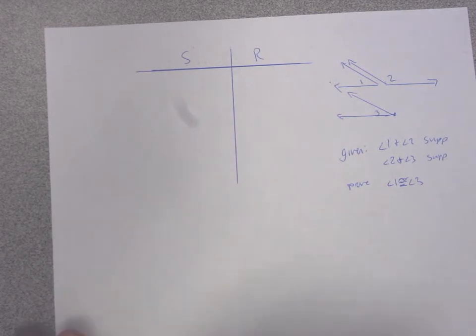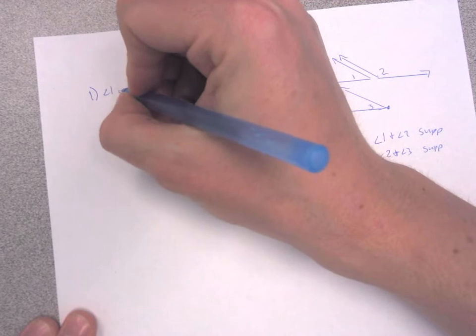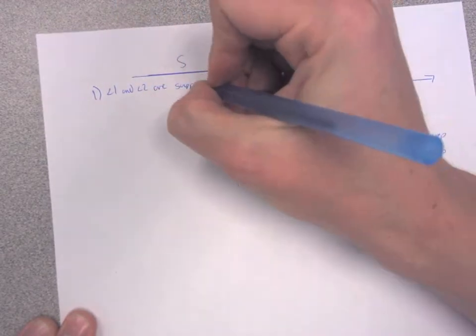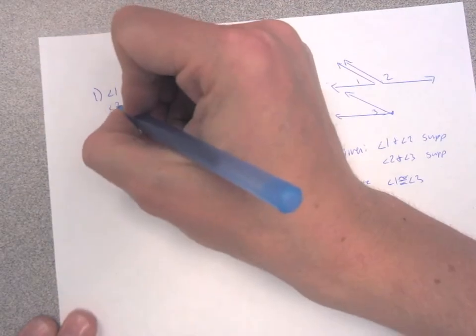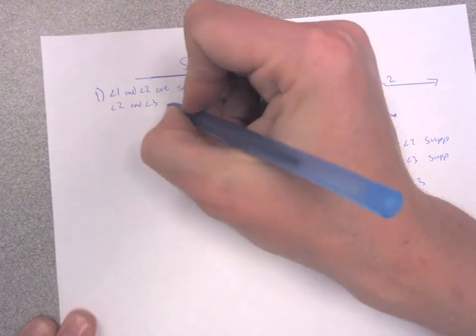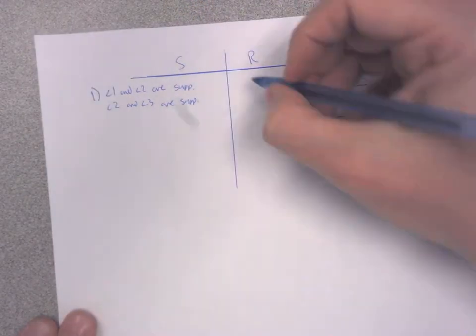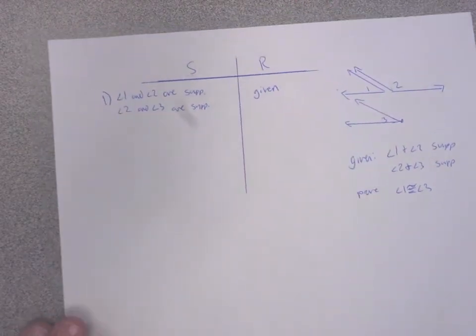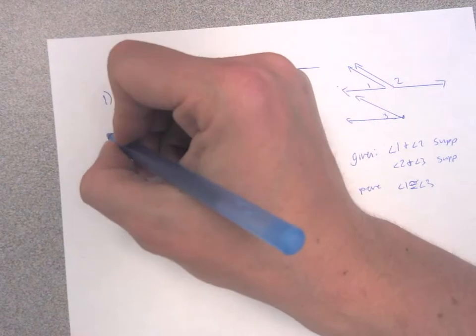Okay, so statement 1, again, is just our given. So angle 1 and angle 2 are supplementary. And we'll just say this in the same line. Angle 2 and angle 3 are supplementary. We can assume that that's the case because that's the if part of our theorem. We're assuming that we have two angles supplementary to the same angle.